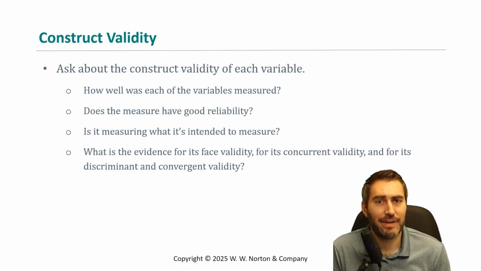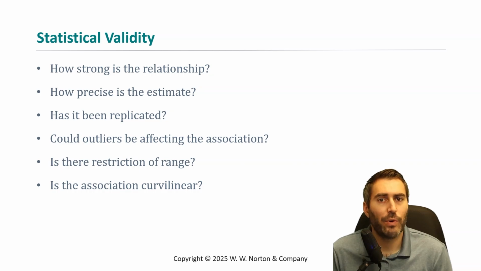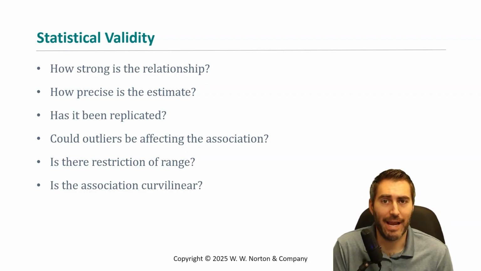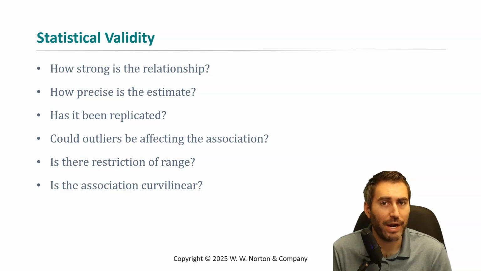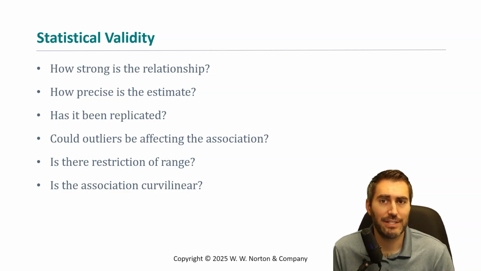You need to ask yourself how well each variable was measured. Does it have good reliability? Did it measure what it intended to measure? And what evidence is there for its face, concurrent, discriminant, and convergent validities? When considering the statistical validity of an association claim, you need to consider the strength and statistical significance of the relationships. If there were any outliers, was there a restriction of the range, and the possibility of a curvilinear relationship?